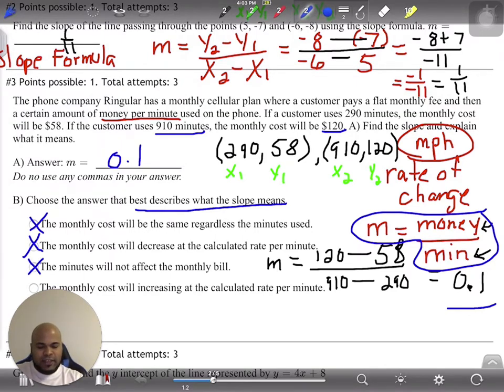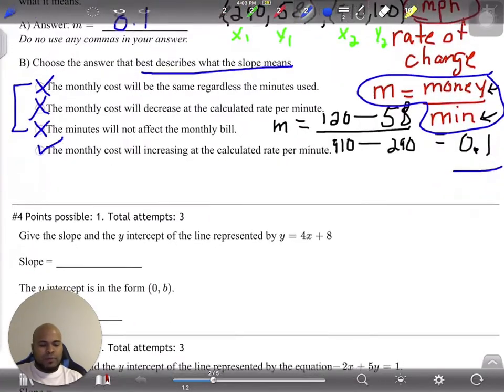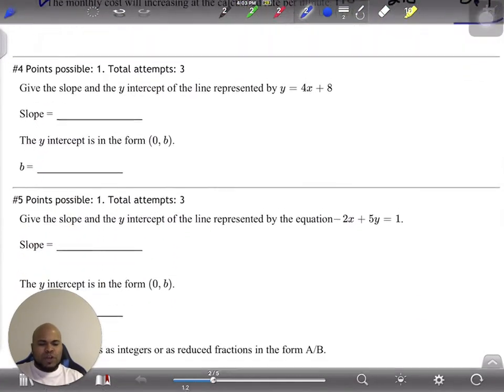That's the same thing as A in different words. And then the monthly cost will increase at the calculated rate per minute. Okay, that is true. So that will be the correct answer. So that's how you will go one by one. I hope that you're understanding the thinking behind it so that you could see how to calculate the slope in word problems. All right, let's move on to number 4.